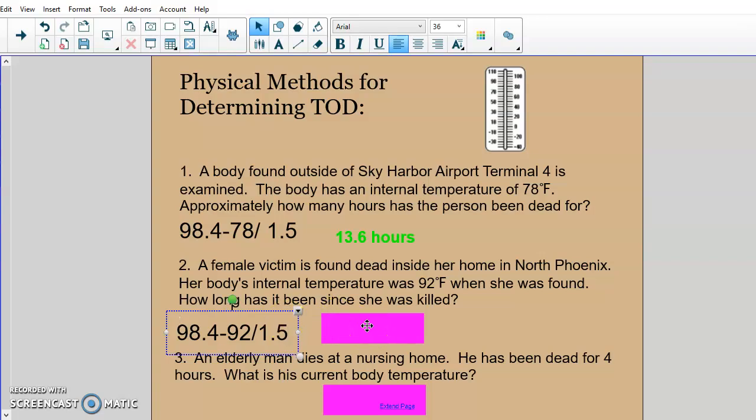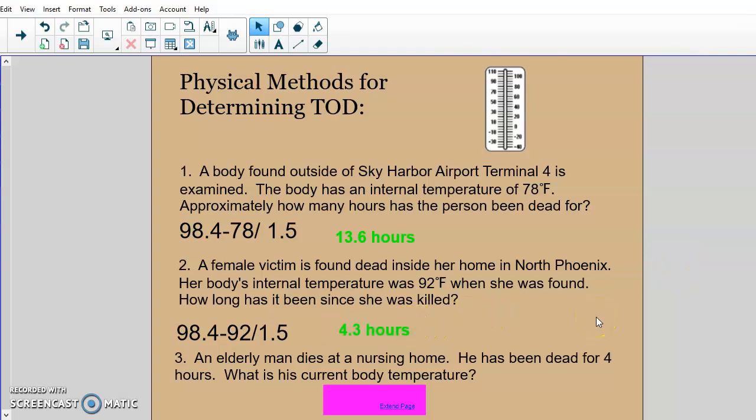And if you try that, you should get about 4 hours. 4.3 hours is what you'll get in the calculator. They would say approximately 4 hours. So she had been dead inside her home 4 hours before she was found, which makes sense, right? 92 degrees is not as far off from our regular 98 degrees as 78 degrees is. So it would make sense that she had been dead less time.